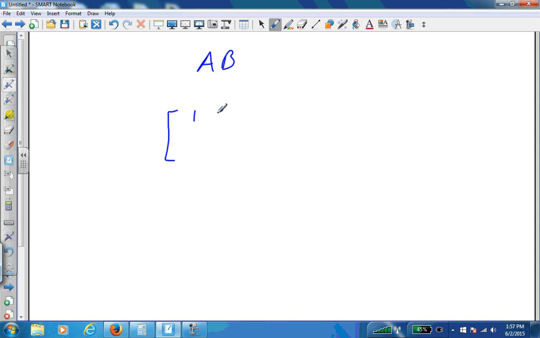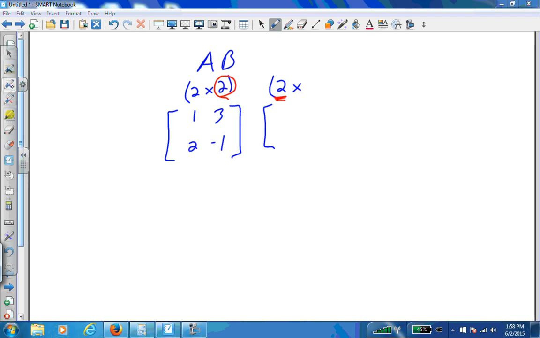If I want to take this matrix, it's a 2 by 2 matrix. Then whatever matrix I multiply it by has to have two rows. It could have any number of columns, but it has to have the same number of rows as the first matrix has columns. And we'll illustrate why that's the case in a moment. So let's just do a 2 by 1.